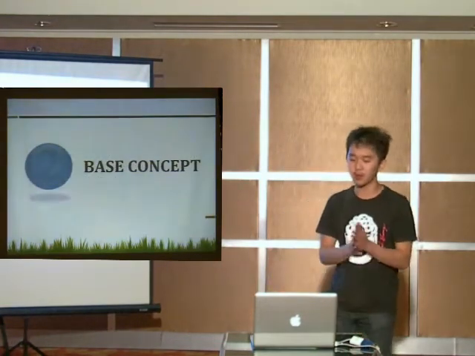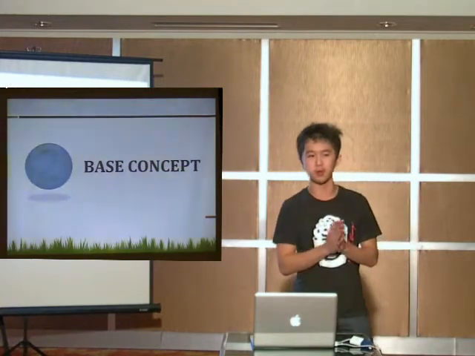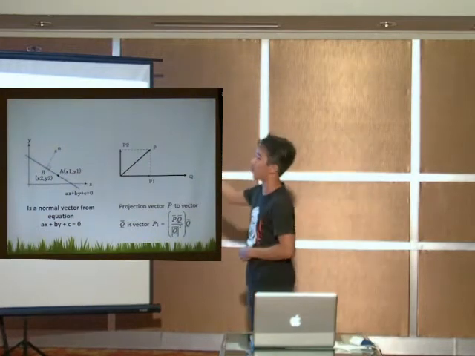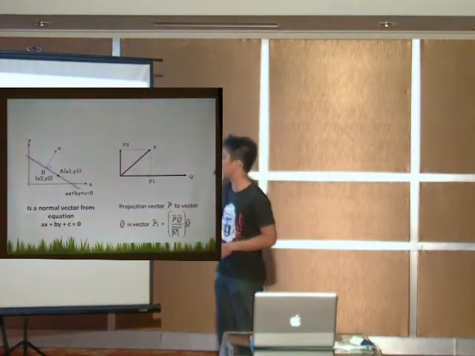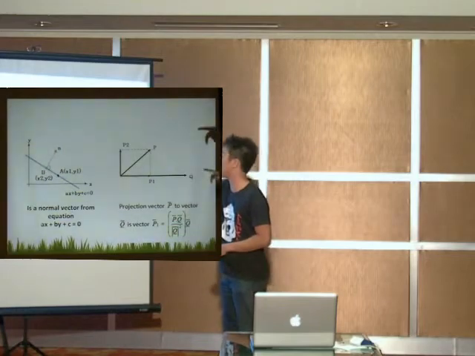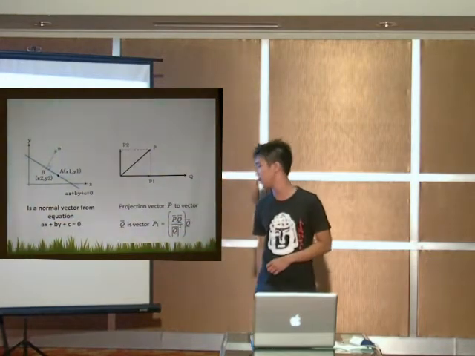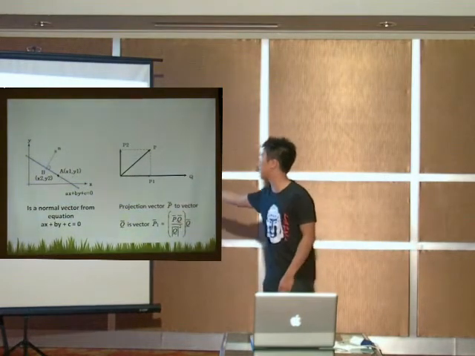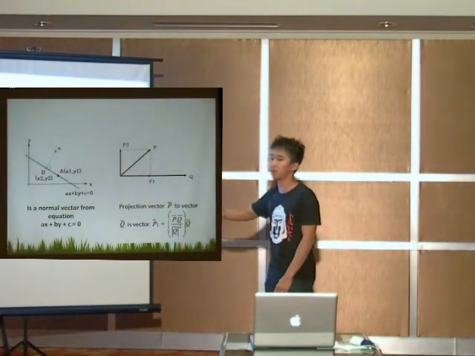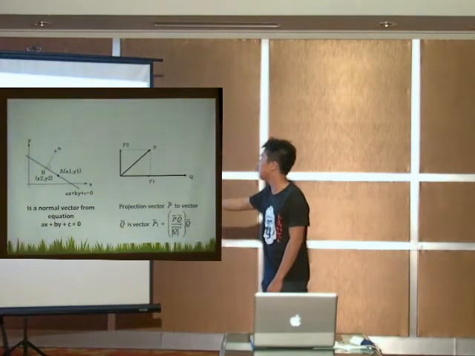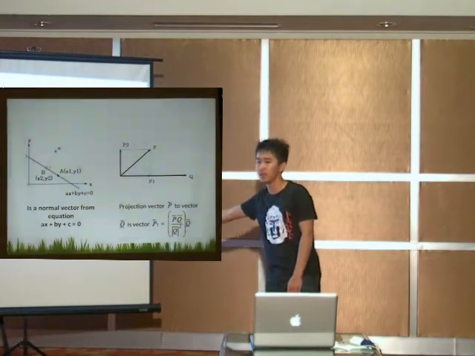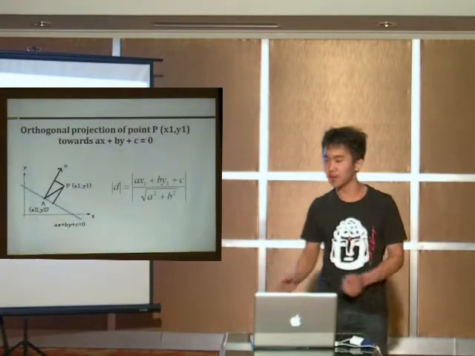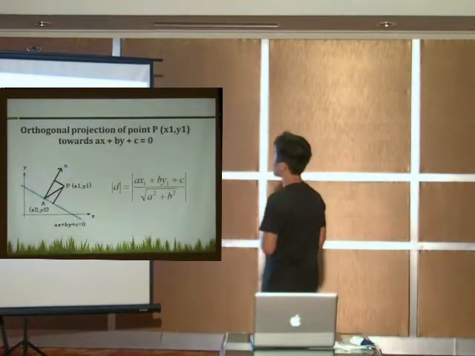So before coming to the watershed, I want to explain my base concept of how to solve this problem. As you can see in the gradient on my right side, vector n is projected through a line ax plus by plus c equals 0. And on my left side screen, you can see the projection of vector p from q is vector p1, as you can see in the equation on the left side. So we can combine this concept to form this equation.